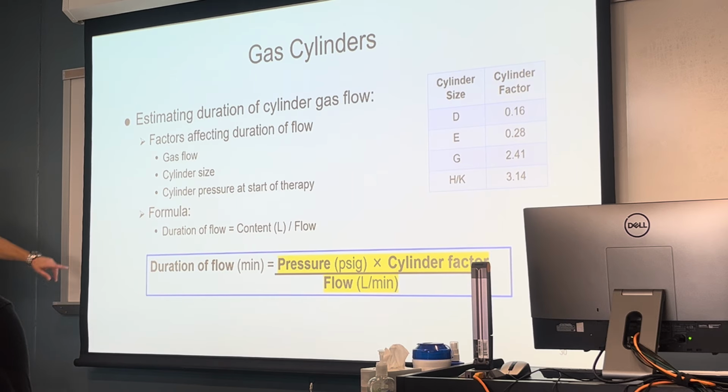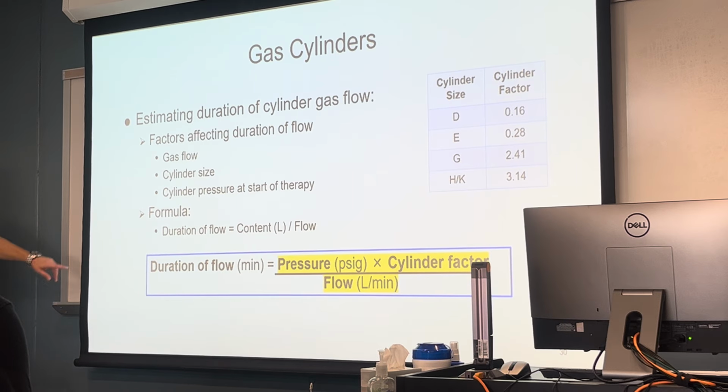All right, so to calculate how long this tank will last, first off, to know how long this gas is going to be flowing, I need to know what the content is. What is in that tank in liters? And I will simply divide it by whatever liter flow I have running. Is it 2 liters? Is it 5 liters? Is it 15 liters? If it's a non-rebreather, I may run that at 15 liters. I'm going to go through that tank really quickly.